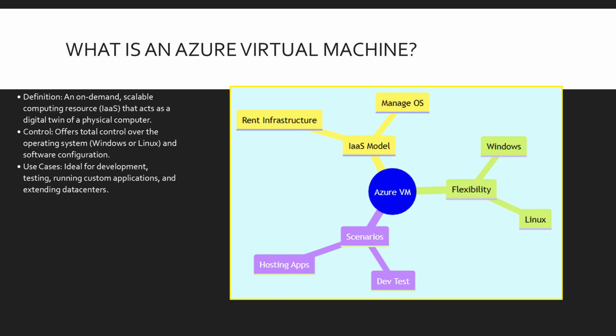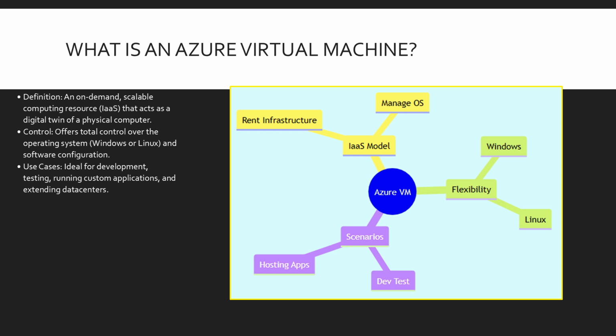This gives you absolute control. Unlike other compute options, you manage the operating system, whether it is Windows or Linux, and you are responsible for the updates and software configurations installed upon it. This makes VMs the perfect solution when you need a specific environment for development, or when you are lifting and shifting legacy applications that require a persistent OS environment.